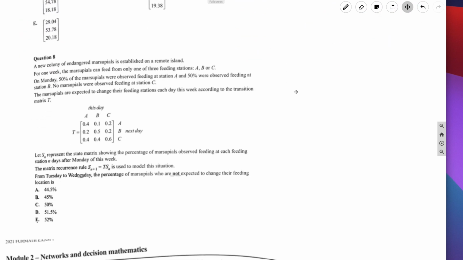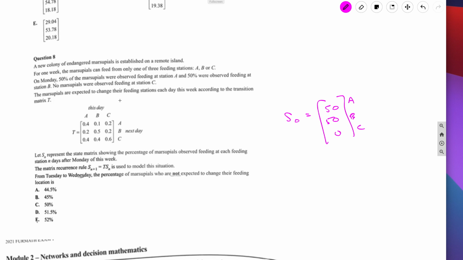Cool. A new colony of endangered marsupials is established on a remote island for 1 week. The marsupials can feed from only one of the 3 feeding stations, A, B, or C. On Monday, 50% of the marsupials were observed at A and 50% at B, no marsupials at C. So that is actually a state matrix in percentages. So 50, 50, and 0. A, B, C.